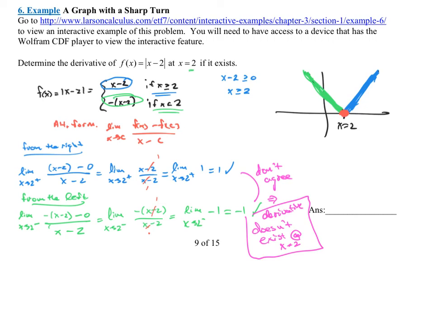So just a big picture idea, anytime you have a sharp V where it comes together in a V, the derivative is not going to exist because the left and the right don't agree.